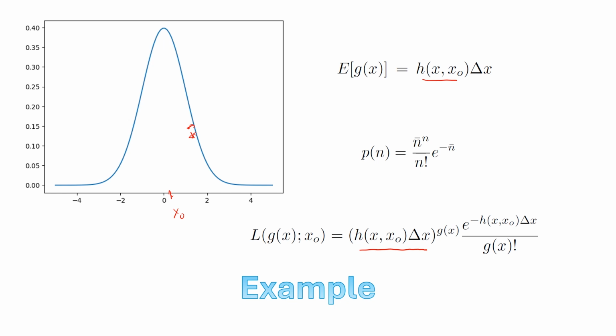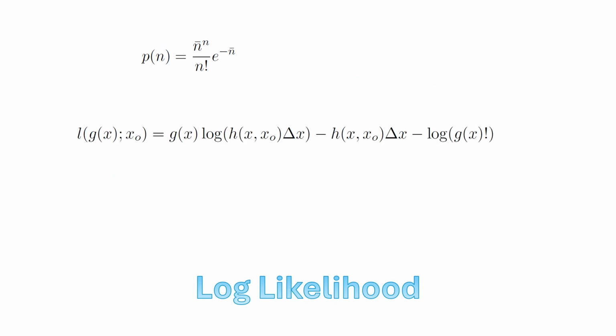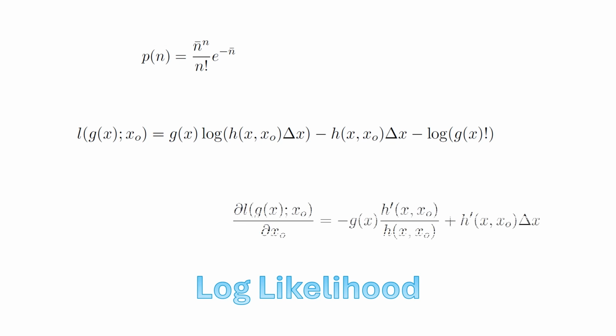So we can calculate the log likelihood for this distribution. We take the logarithm of the Poisson distribution, and we get this form. And now we're going to take the derivative of that with respect to x naught. So we have the derivative of the impulse response with respect to x naught. And because it's a log, we get 1 over the impulse response. The derivative of g of x, our actual measurement, with respect to x naught is 0. So this term drops out in the derivative, and we just have this term of h prime.